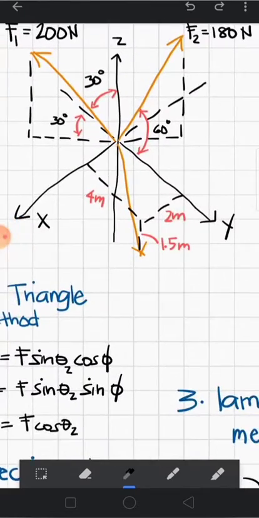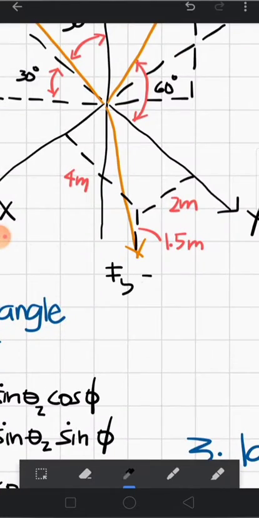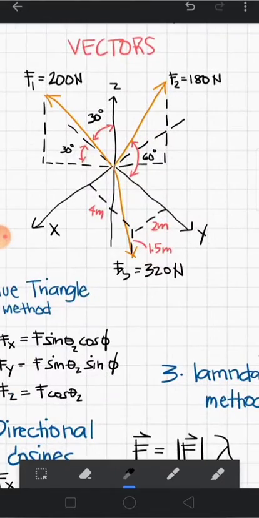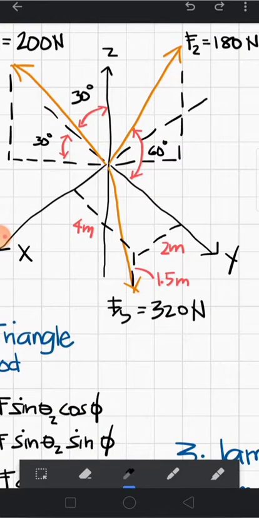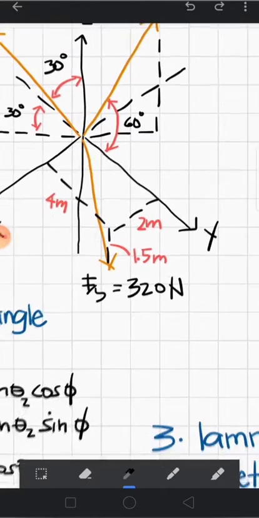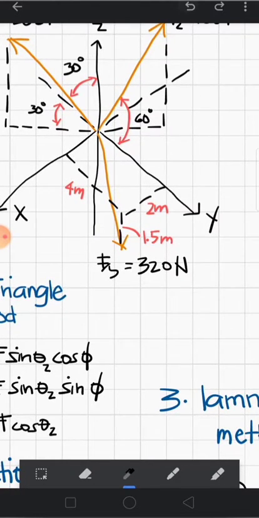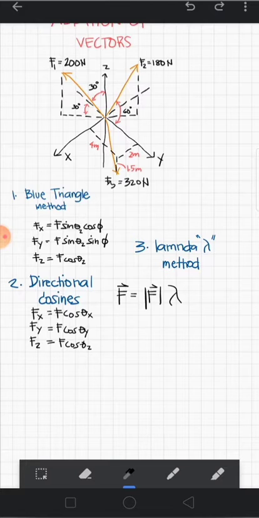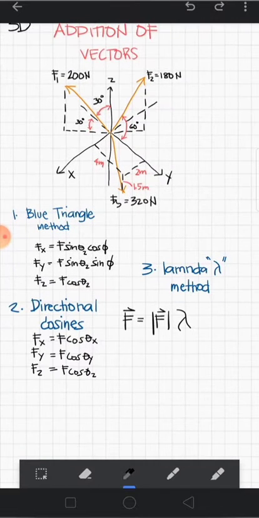Just like here, we have in the F3, which is 320 pounds, let's say, newtons. Na siya ikan, 4 in the y, 2 in the positive x, and then 1.5 in the negative z, because z is positive here. So with that, we just have to get this 320 newtons and multiply to the lambda, which is how many in the x plus how many in the y, or minus how many to the z since it's going downwards, divided by the square root of 4 squared plus 2 squared plus 1.5 squared.